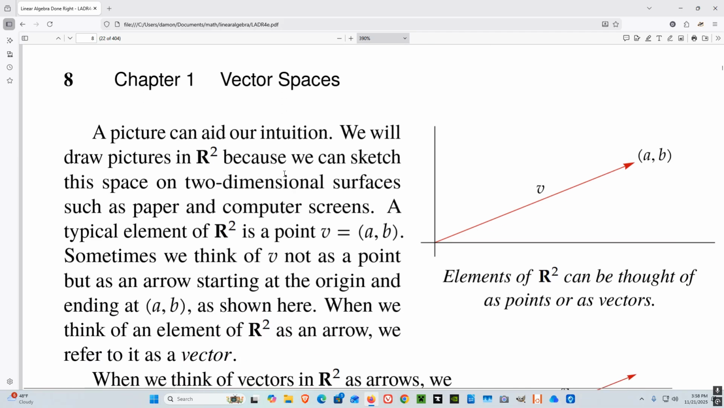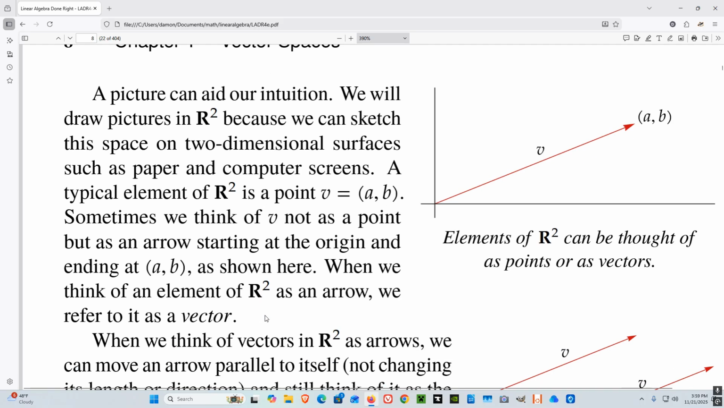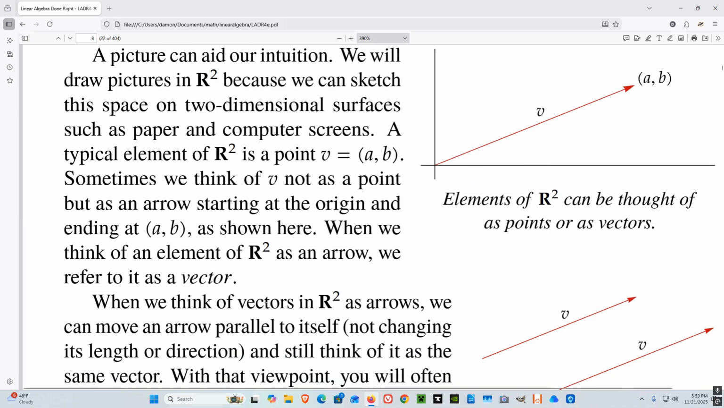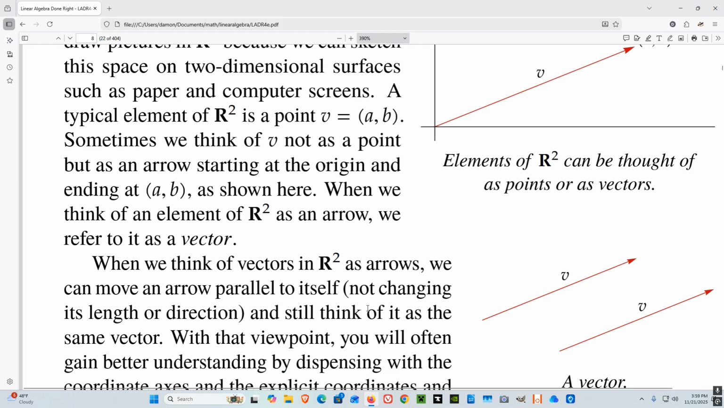We'll draw pictures in R^2 because we can sketch this space on two-dimensional surfaces, such as paper and computer screens. A typical element of R^2 is a point v equals (a, b). Sometimes we think of v not as a point, but as an arrow starting at the origin and ending at (a, b), as shown here. When we think of an element of R^2 as an arrow, we refer to it as a vector.